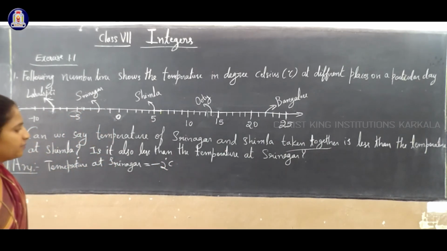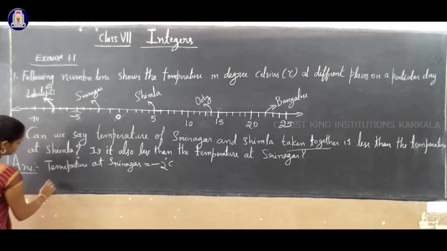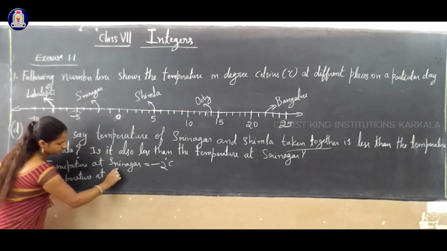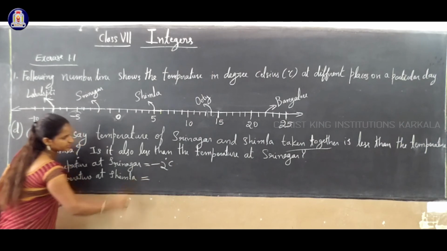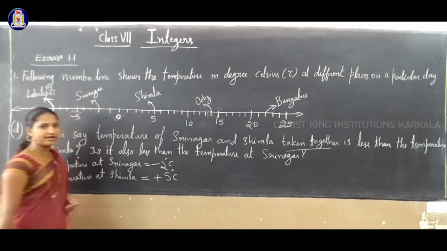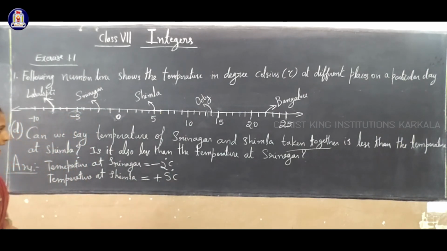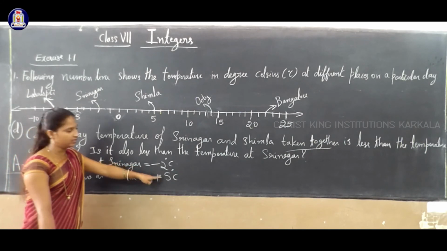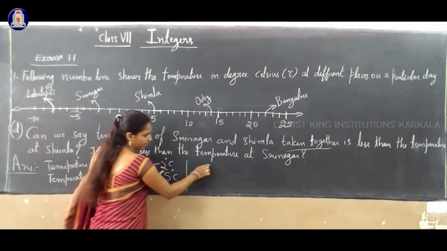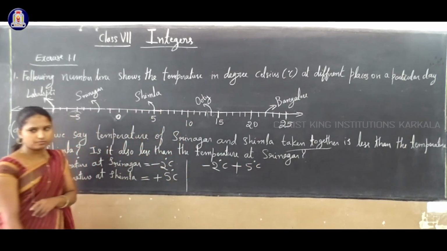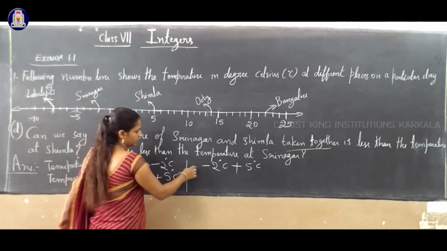Similarly, write the temperature at Shimla. Shimla is plus 5 degrees Celsius. Now you have to add the temperature of Srinagar and Shimla together. So it is minus 2 degrees Celsius plus 5 degrees Celsius. What is the answer?